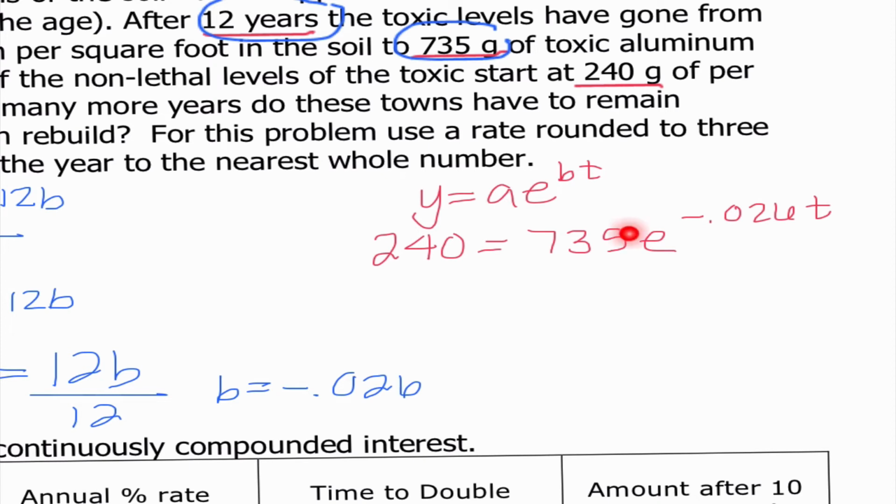We don't know how many more years. And the reason why I use 735 this time is because they're asking us from this point in time, how many more years is it going to take? If I used 1,000, I would have to, at the end, factor in this 12-year difference into my answer. So I'm going to start by dividing both sides by 735.